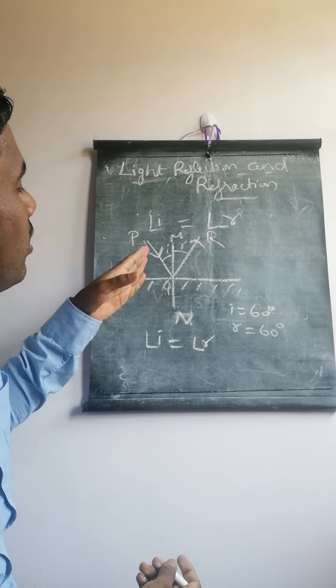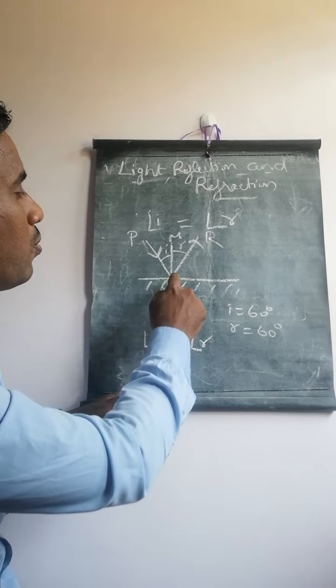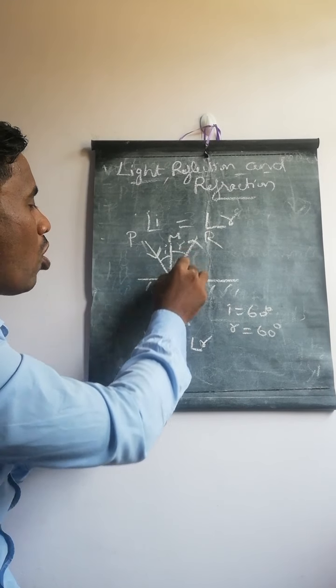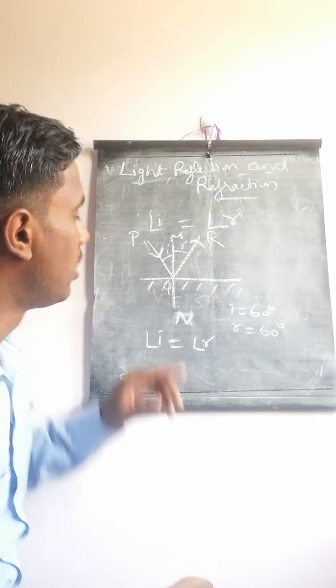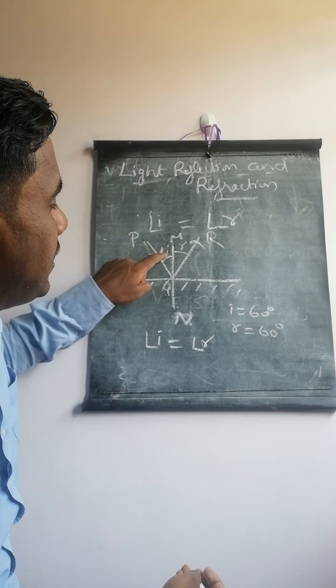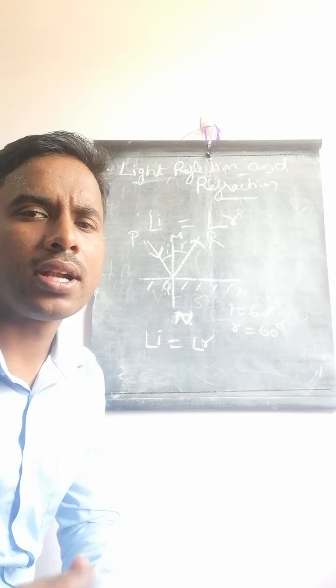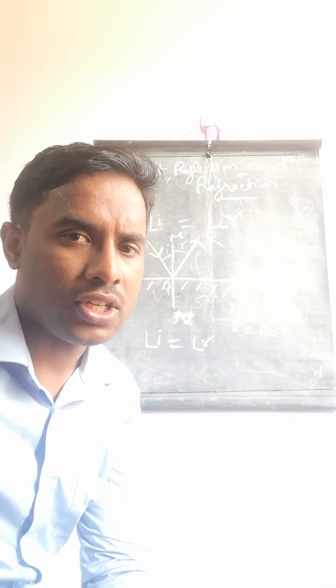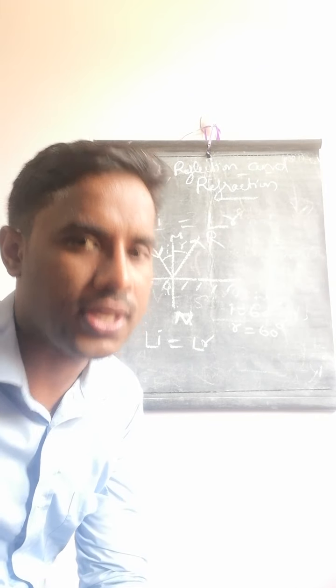Angle between the incident ray and the reflecting surface. So you know that the angle between this normal and the plane surface is 90 degrees for a regular reflection. Then if this is 60 degrees, this angle will be equal to 30 degrees. So this is what the first law of reflection is telling: angle of incidence is equal to angle of reflection. Now we have the second one.